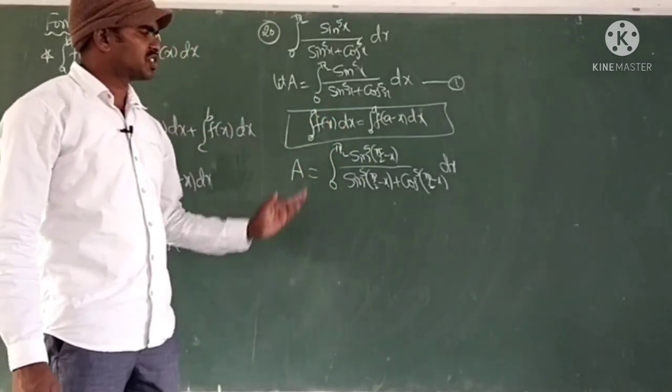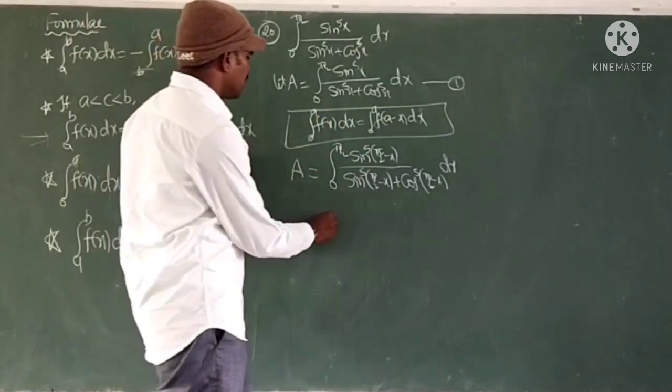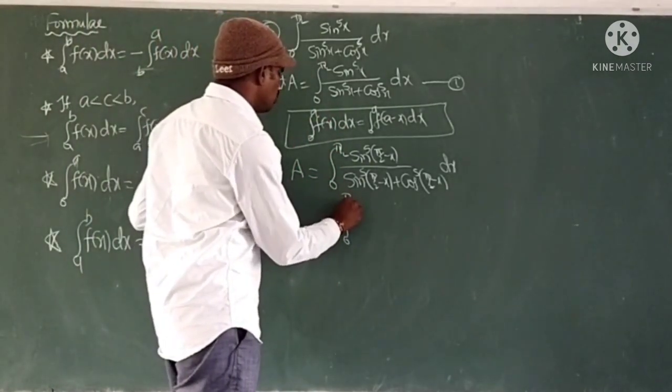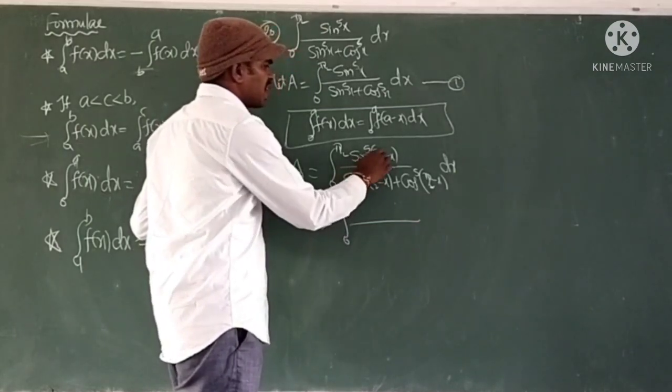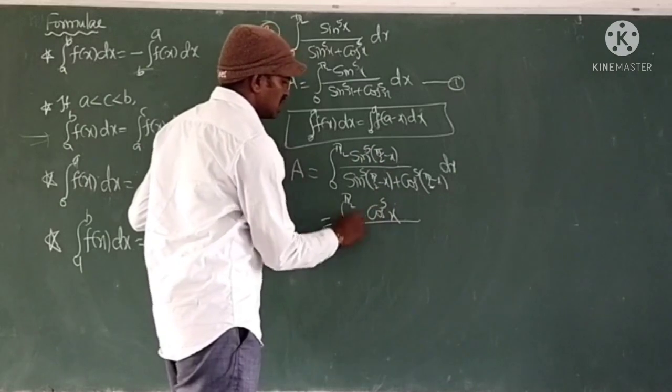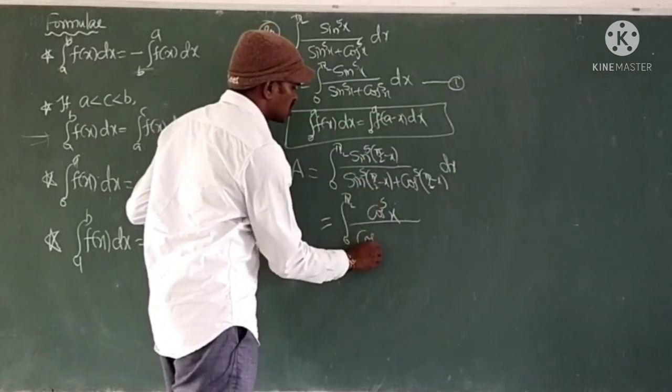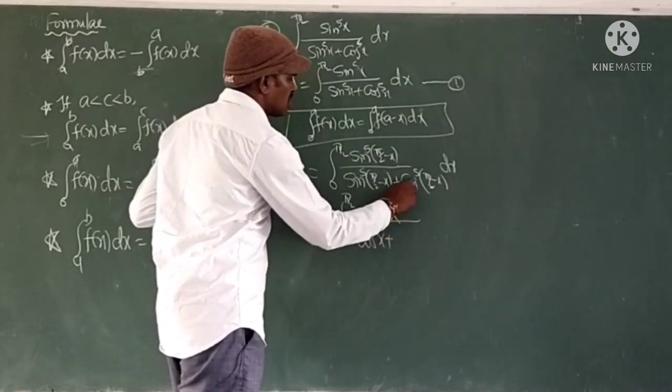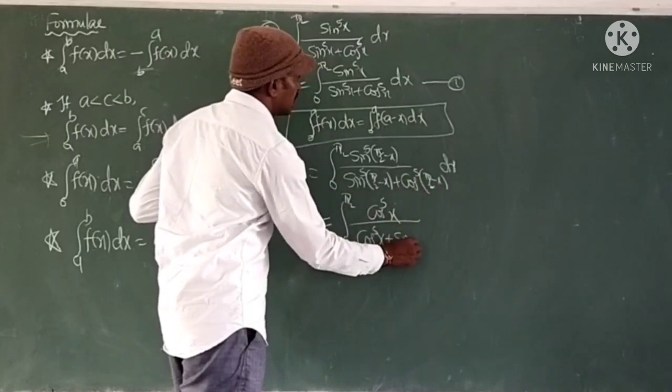In the next two steps simply we can complete. 0 to pi by 2, obviously sin of 90 minus theta is cos theta and power 5 as it is. Sin of 90 minus theta is cos theta and cos of 90 minus theta is sin theta.